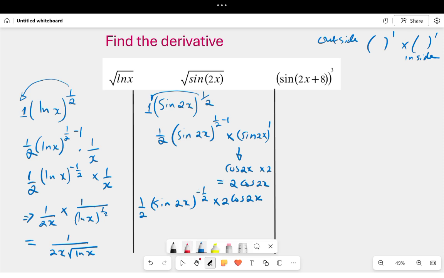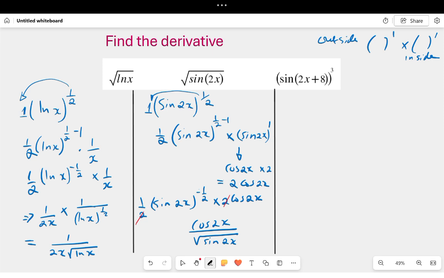Now in this case, this half will cancel out with 2, and by simplifying further, our solution is going to be cosine 2x divided by the square root of sine 2x, because the power is negative a half, so it means it's a reciprocal of the square root of sine 2x.